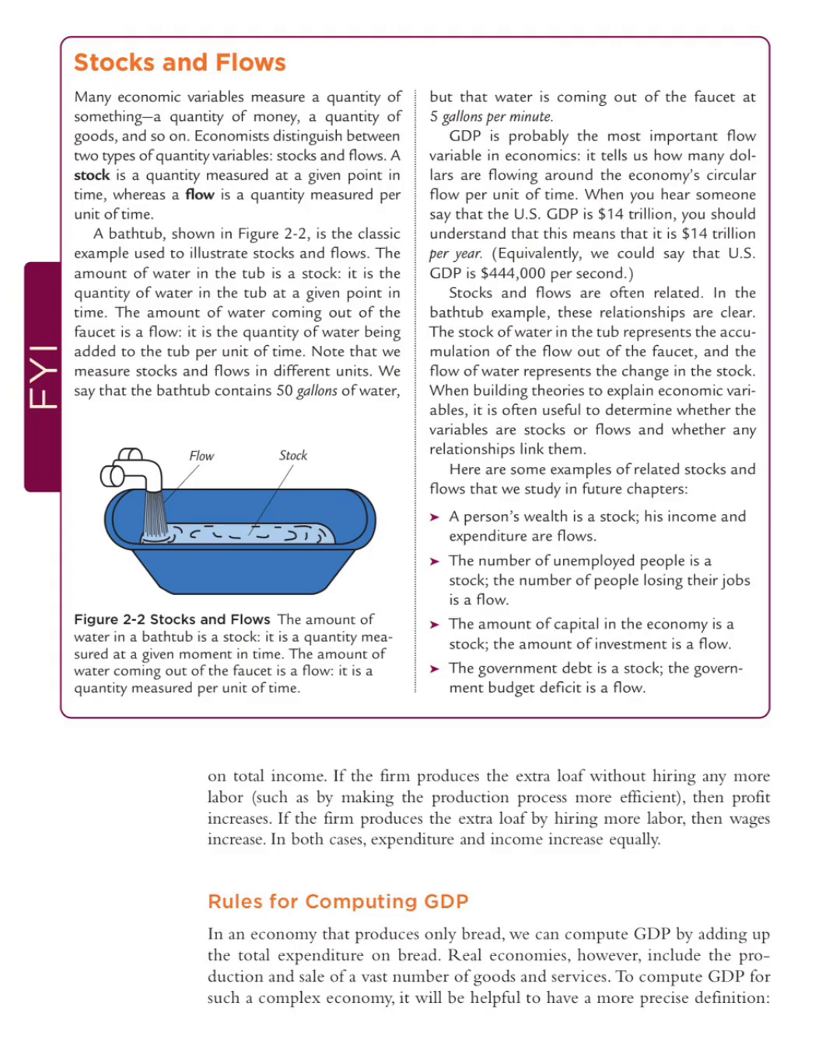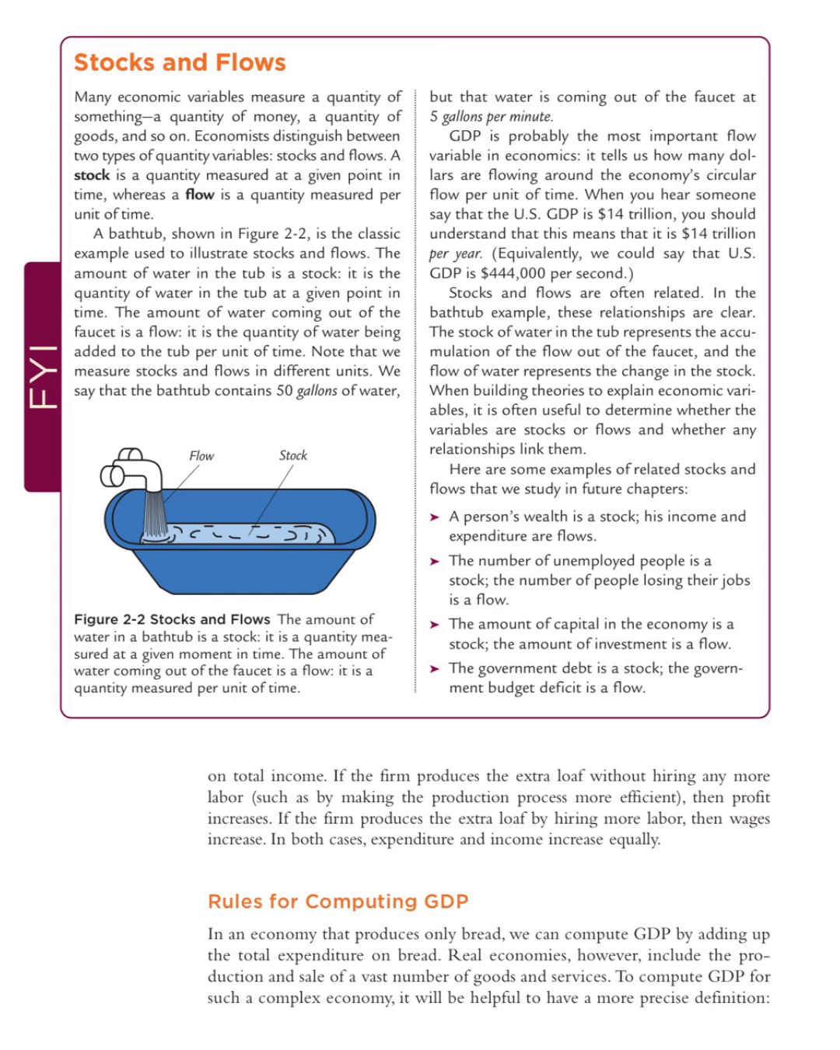So this is a bathtub. Shown in the figure is the classic example used to illustrate stocks and flows. The amount of water in the tub is a stock. It is the quantity of water in the tub at a given point in time. However, the amount of water coming out of the faucet is a flow, which is the quantity of water being added to the tub per unit time. So we measure stocks and flows in different units. We say it contains 50 gallons of water, while we say the water coming out is at the rate of 5 gallons per minute. It is kind of like a displacement and a velocity.